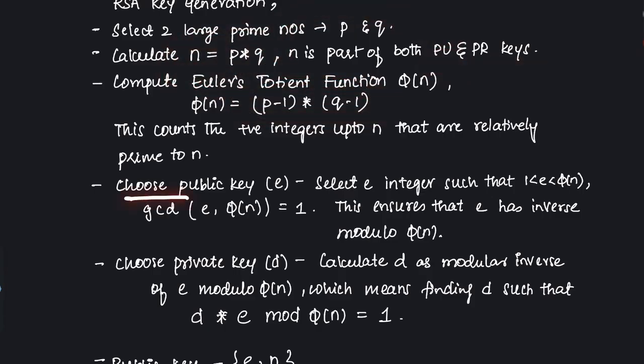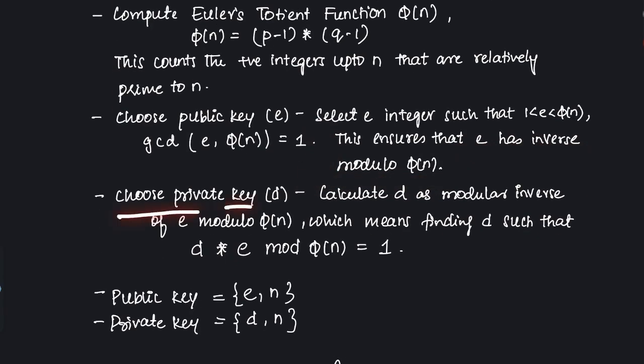Next, we have to choose the public key, E. The public key is denoted by E. You have to select an integer E such that it lies between 1 and Euler's quotient function phi of n. It can be written as GCD of E comma phi of n is equal to 1. By doing this, we ensure that E has an inverse modulo phi of n.